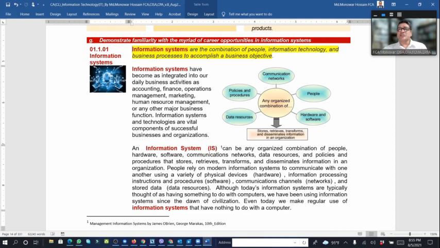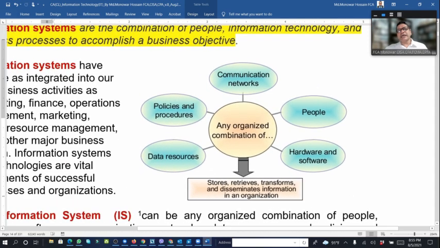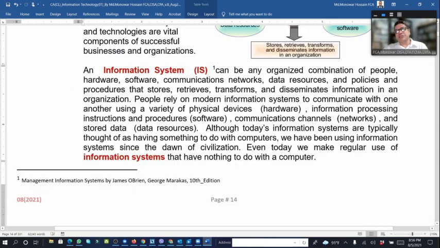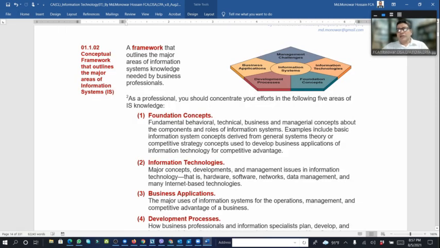An information system can be any organized combination of people, hardware, software, communication networks, data resources, and policies and procedures that store, retrieve, transform, and disseminate information in an organization.